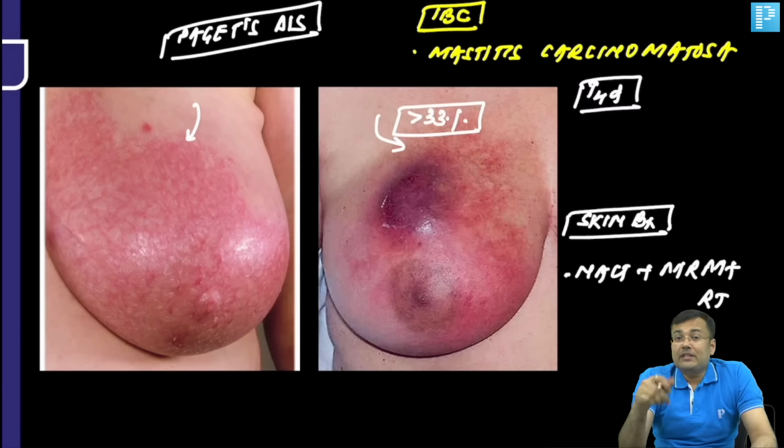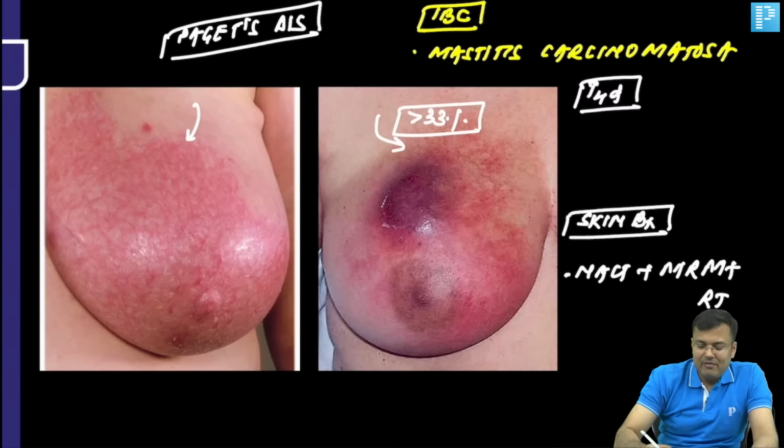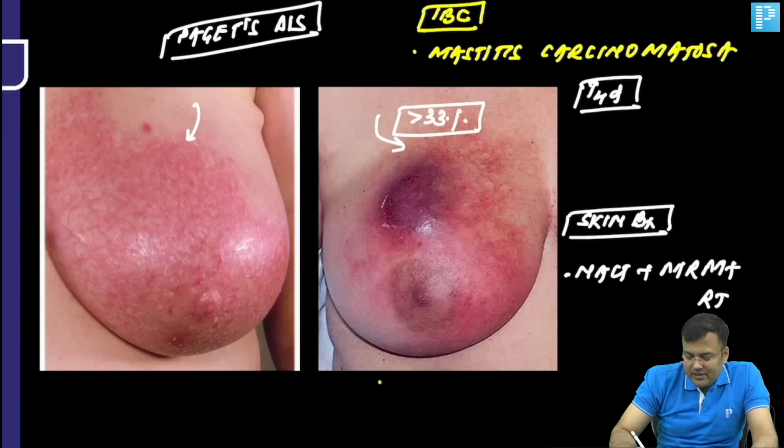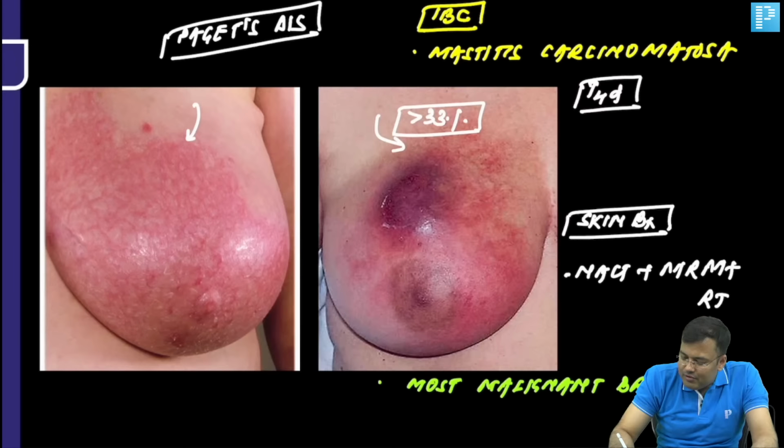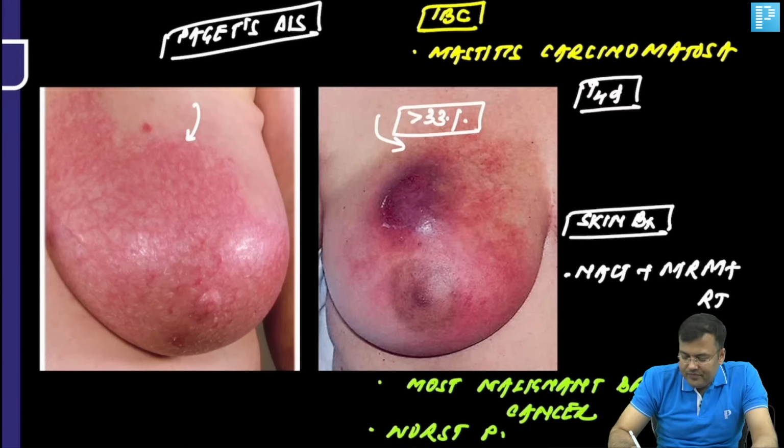And you know what is the most malignant breast cancer having worse prognosis? It is this one. So this is the most malignant breast cancer having worst prognosis. Clear? So this is inflammatory breast cancer.